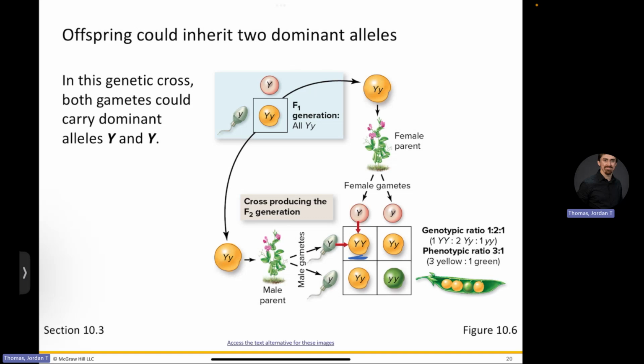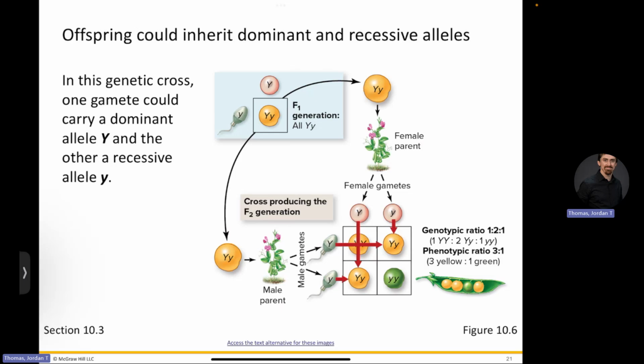So this offspring will be homozygous because it has the same alleles, and dominant because they're the dominant alleles. So it's homozygous dominant. Offspring could inherit a dominant and recessive allele.